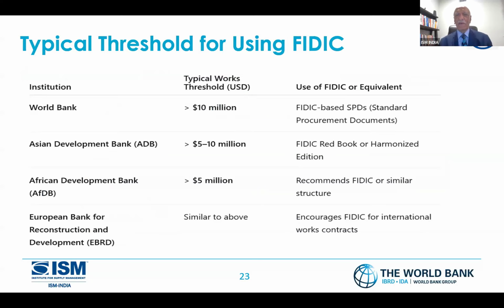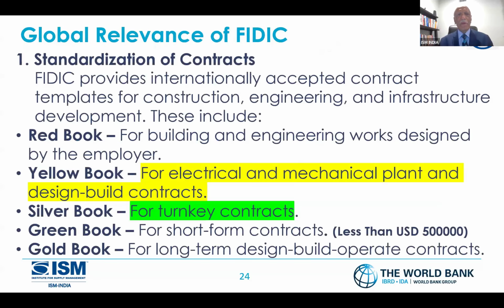For the Asian Development Bank, I'll go with $5 to $10 million. For the African Development Bank, if it is more than $5 million, same as the Asian Development Bank, I will recommend FIDIC or a similar structure. The European Bank is more or less similar. So in short, not less than $5 million. So that's the global relevance of FIDIC.